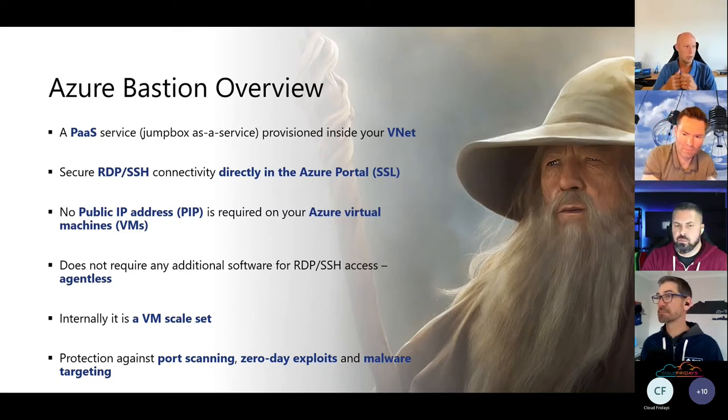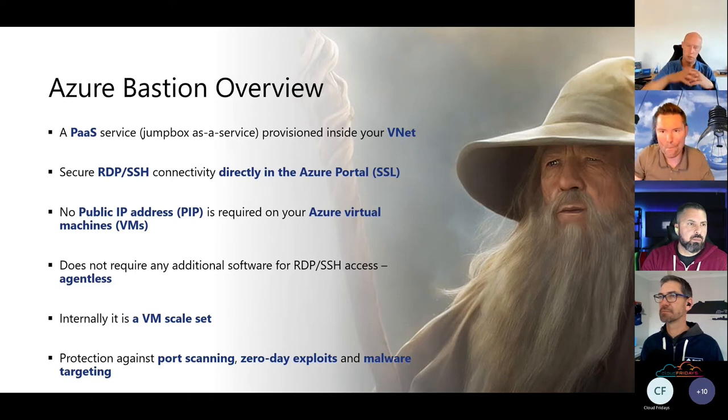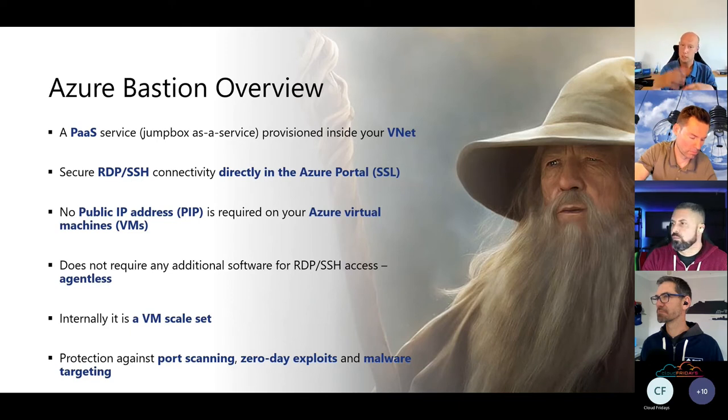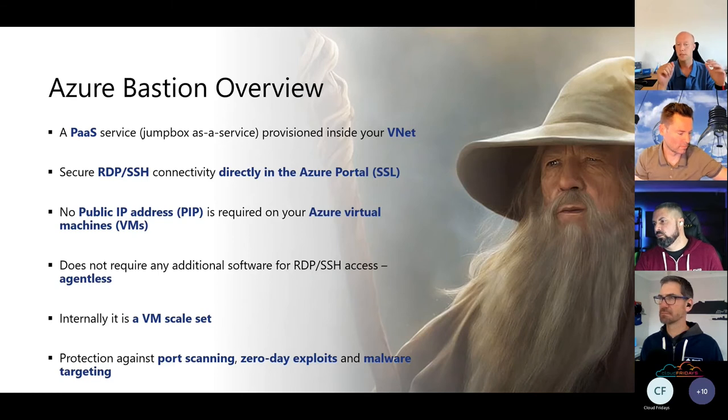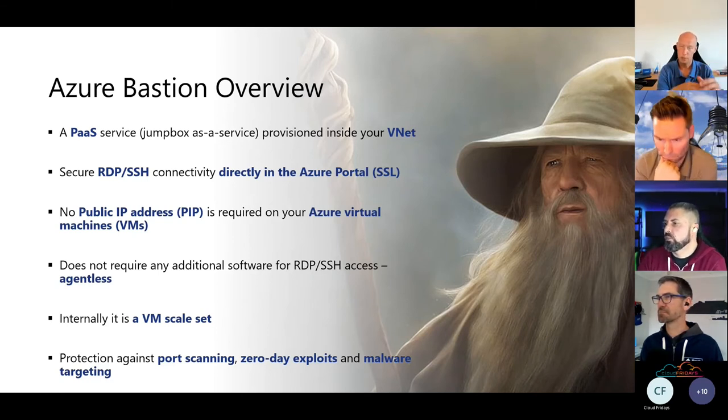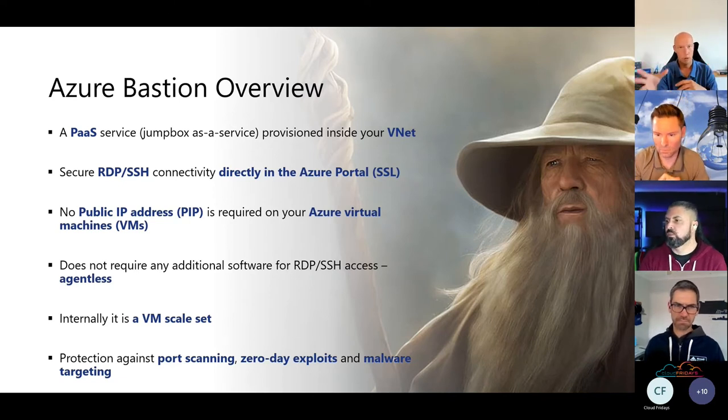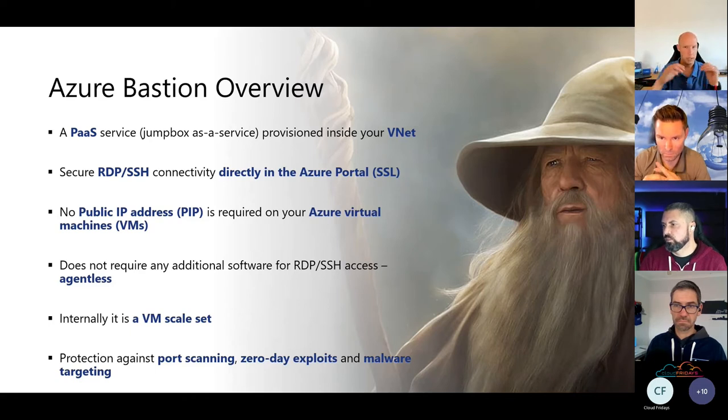It is provisioned inside your VNet. So you have your existing VNet and Microsoft just deploys your Bastion service into it. It gives you a secure RDP or SSH connection to your virtual machines, and it is possible to do it from within the Azure portal. You don't need any public IPs anymore on your virtual machines. It's only necessary for your Bastion service, but your virtual machines can just remove all those public IP addresses. It is completely agentless, so you don't need to change anything on your virtual machines. You don't need to install anything on your VMs. It's just using the standard RDP or SSH connection to your virtual machines. So that's also always a nice thing.